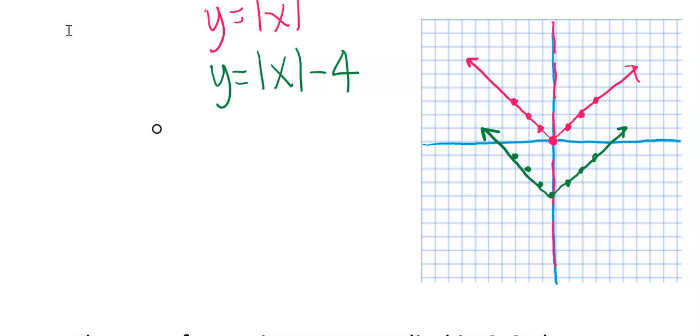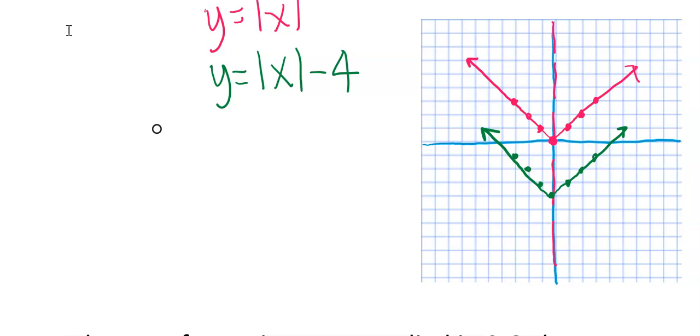So again, if we plug in points, it will be absolute value of 0 is 0, 0 minus 4 would be -4. So it'd be the ordered pair 0, -4. If I put in a 1, I get 1 minus 4, that's -3. If I plug in a 2, I get -2, and so on. And we could do the same on the other side.